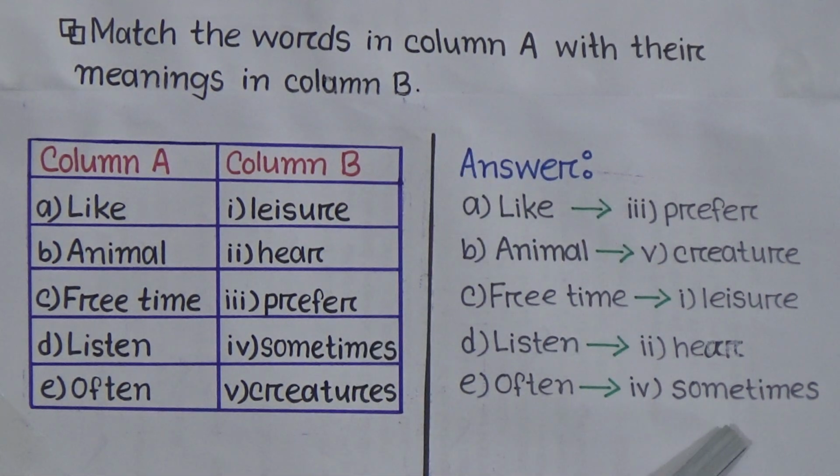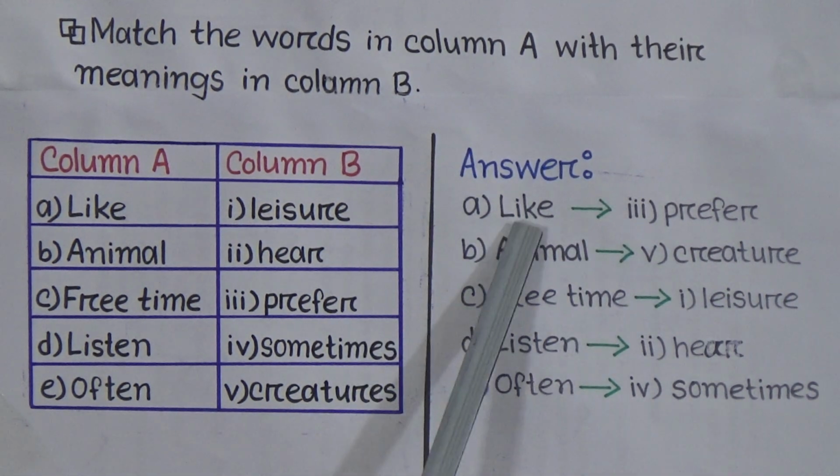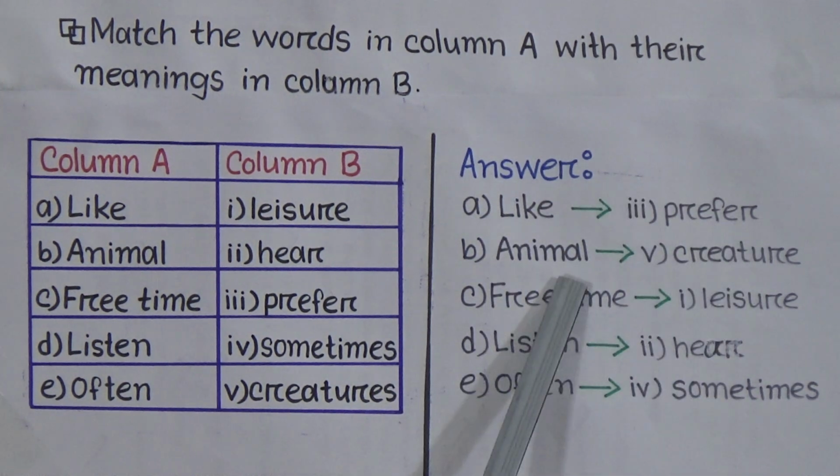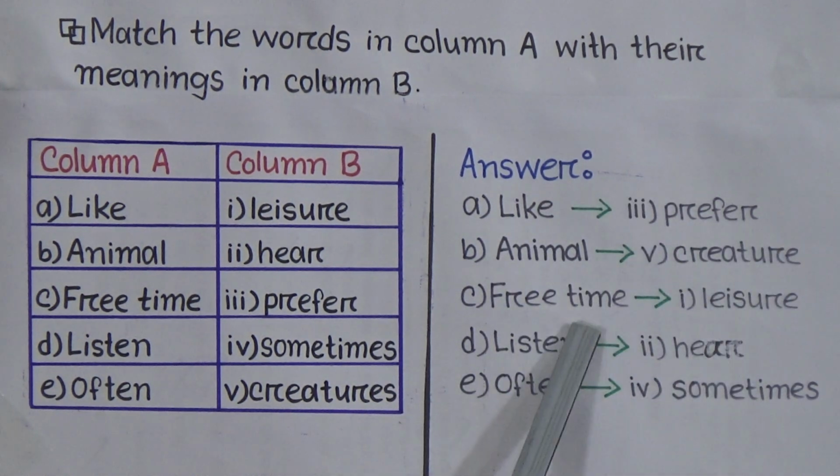Students, I am repeating the answers again. Like means prefer. Animal means creature. Free time means leisure. Listen means hear. Often means sometimes. So, students, your homework will be matching of columns.